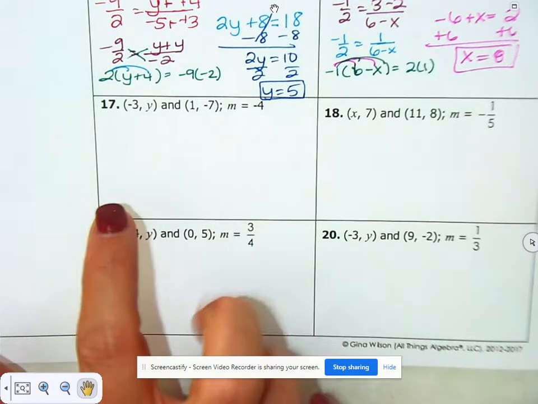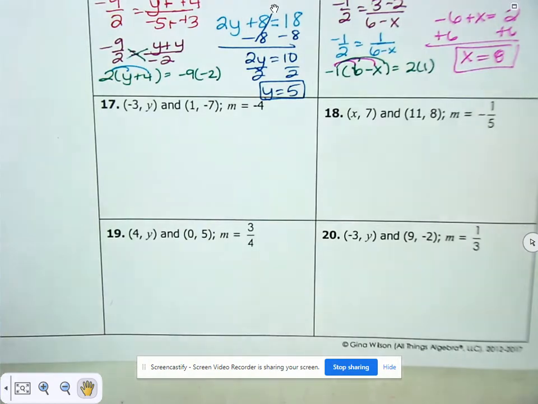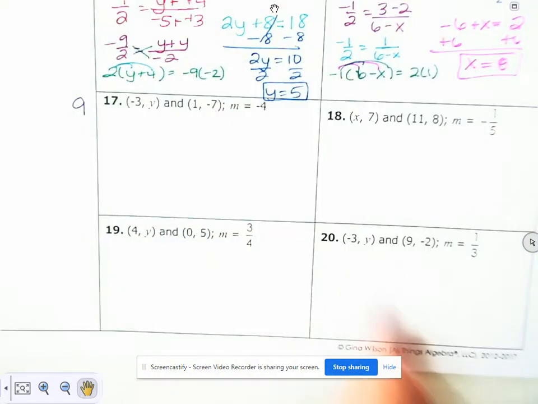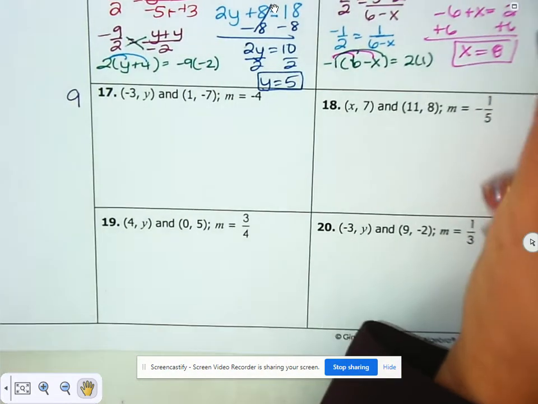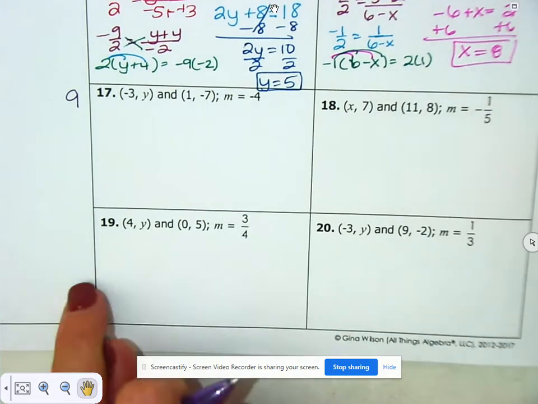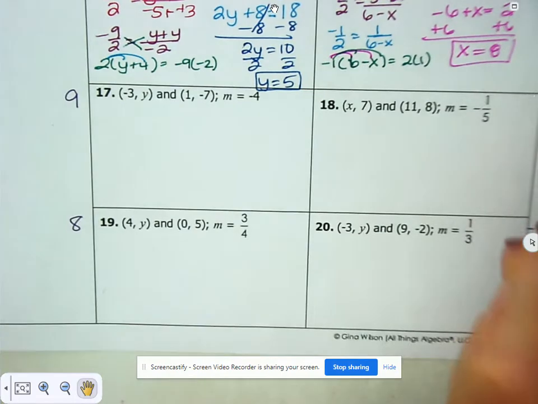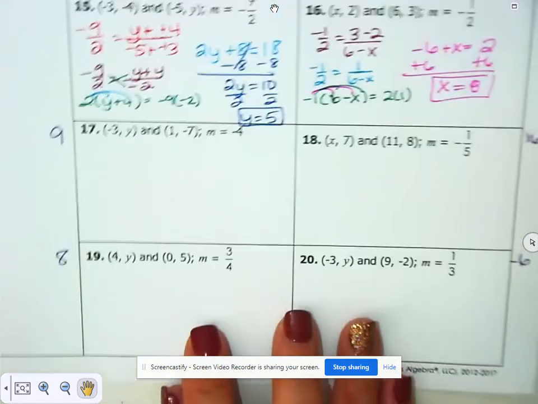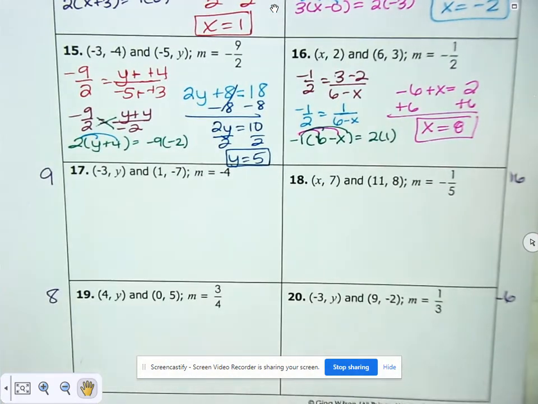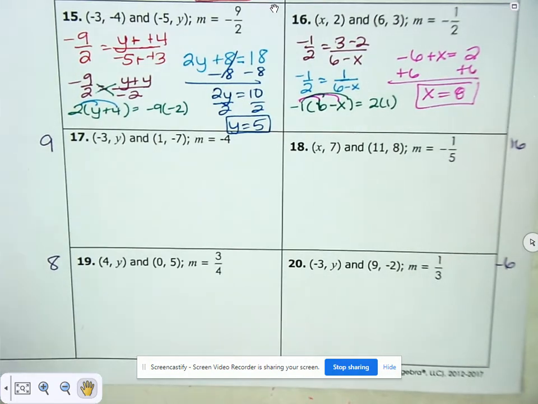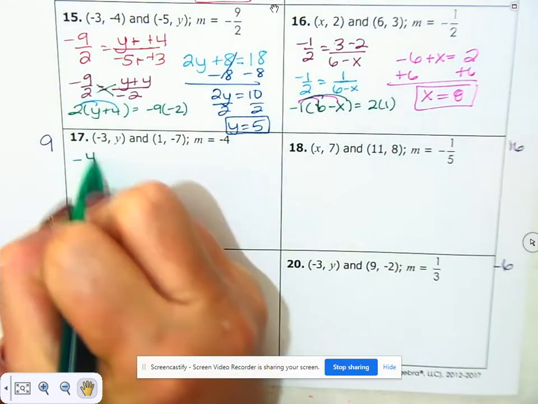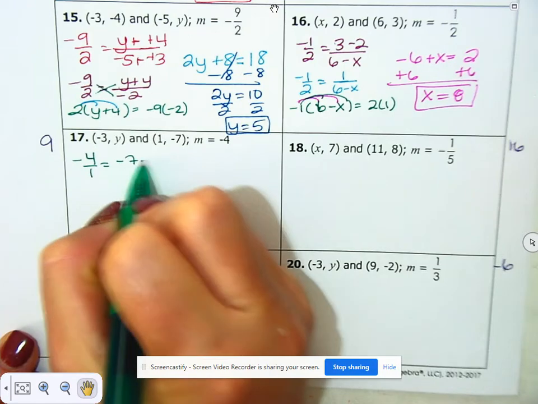I'm going to go ahead and tell you number 17, your answer should be 9. Number 18, your answer should be 16. Number 19, your answer should be 8. And number 20, your answer should be negative 6. So if you want to try to work those out on your own, we did not do those in class, and see if you've got what you're doing, that would be great. Because like I said, I'm just going to kind of fly through this pretty quickly.